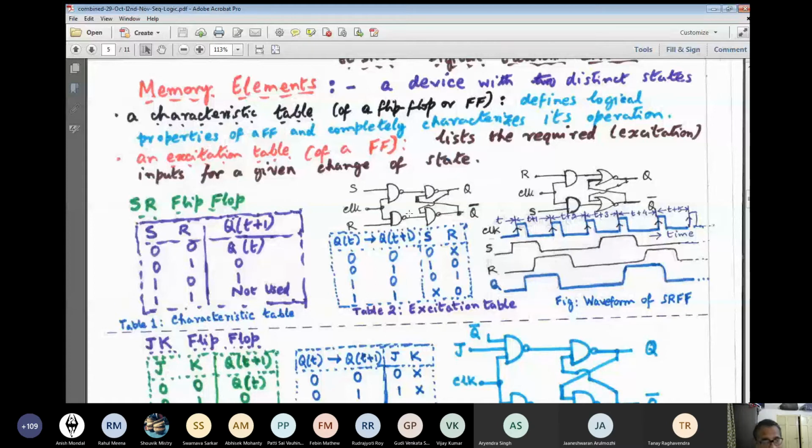Next important thing is the excitation table. Please pay attention to the excitation table. You will require the excitation table when you are asked to synthesize a circuit, when you are asked to design a circuit. On the other hand, the characteristic table or function table will be useful to you when you are asked to analyze a circuit. Analysis means that you are given a network of gates and flip-flops, then you are asked to find out the relationship between output and input. That is called analysis.